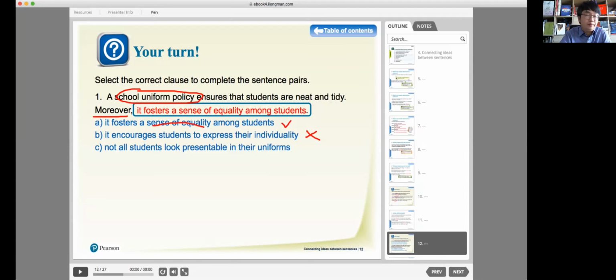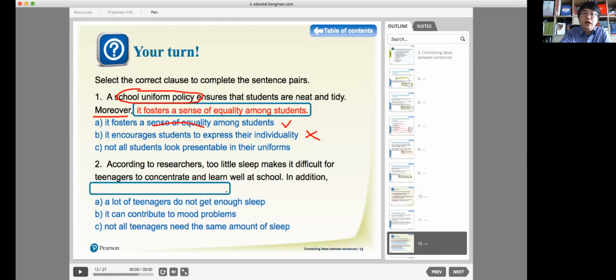Next example. According to researchers, too little sleep. Maybe some of you are getting too little sleep nowadays because you think that you're on holidays. Because it makes it difficult for teenagers to concentrate and learn well at school. In addition, so we have to find a sentence which also talks about what? Too little sleep, right? Too little sleep. The disadvantage of having, the problem of having too little sleep.